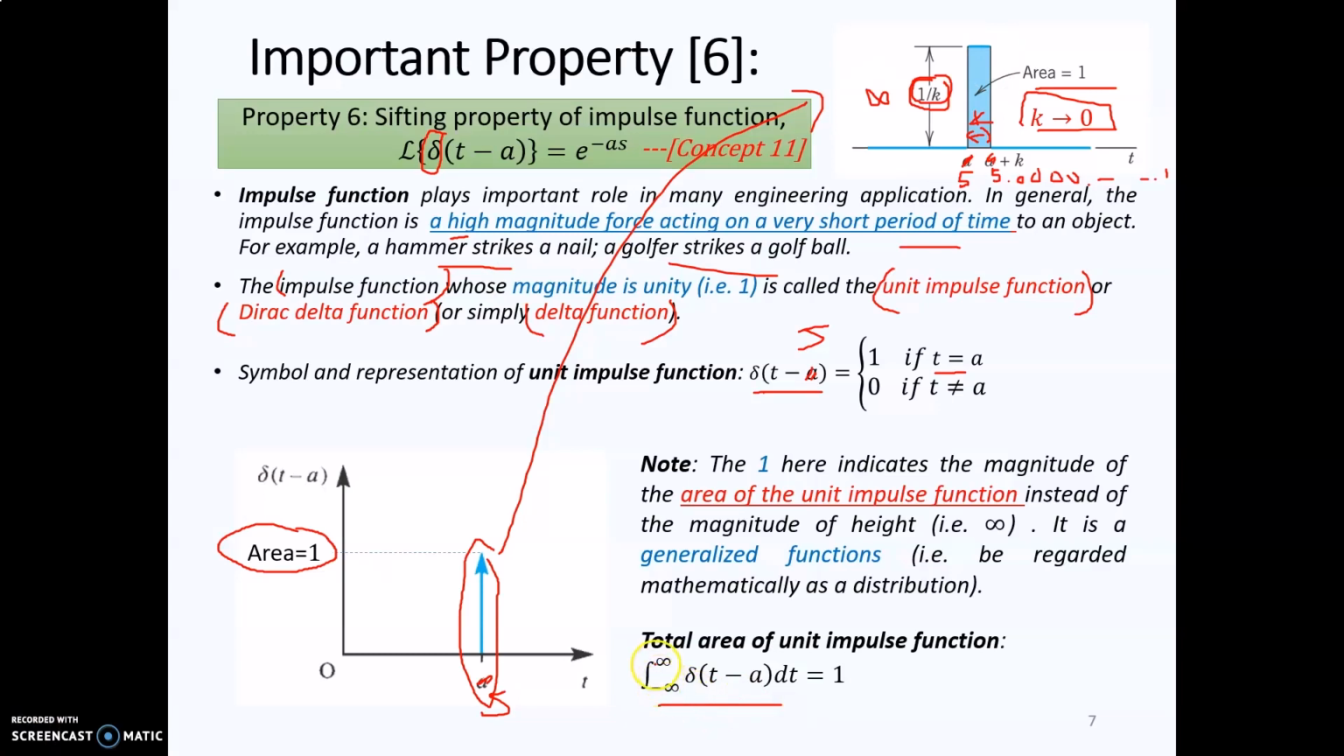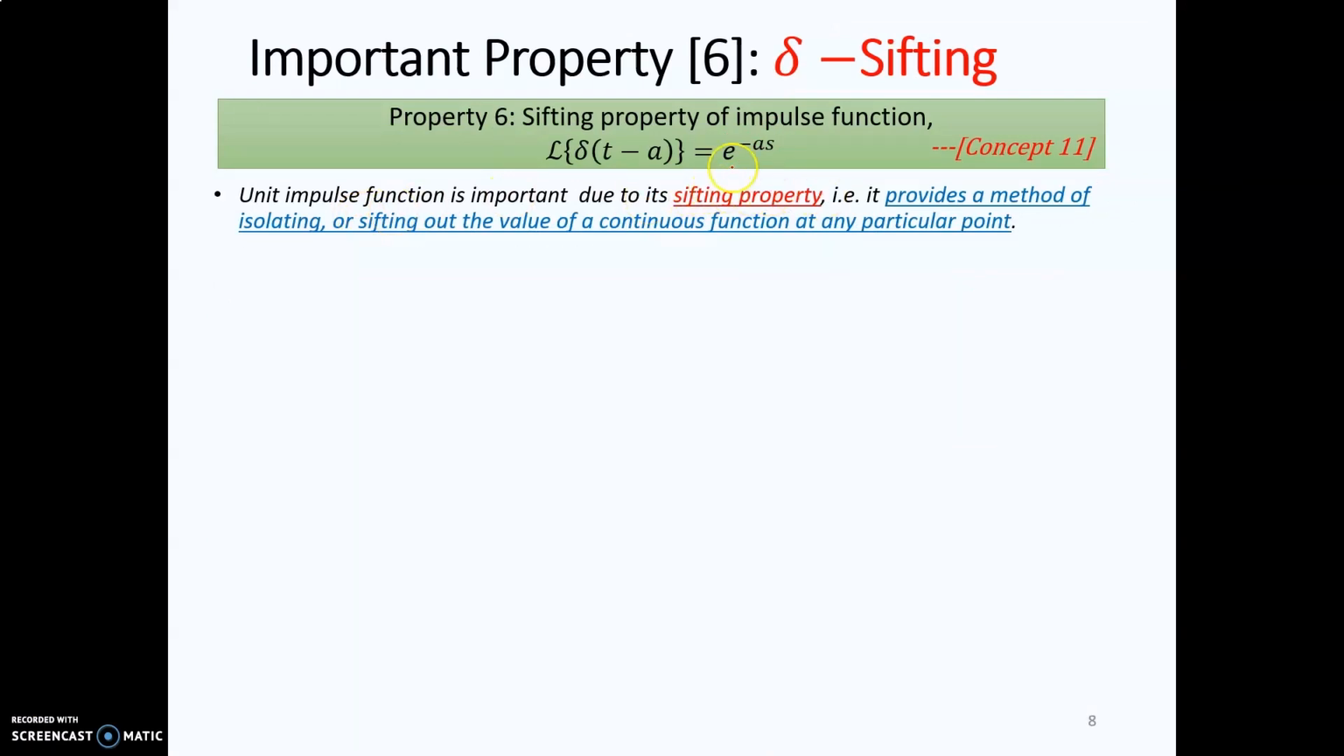So with that, we know that when we integrate the delta function with respect to time, we are actually calculating the area of the delta function. Since the delta function has an area equal to 1, you obtain 1 in this case. The unit impulse function is very important due to the shifting property.